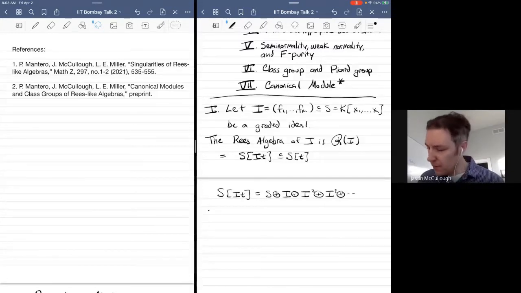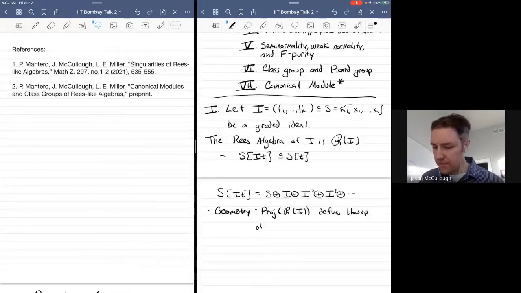So geometrically, these things are very nice because the projective scheme associated to the Rees algebra defines the blowup of, I guess in this case, affine n-space along the variety defined by I. So it's very important in the resolution of singularities.